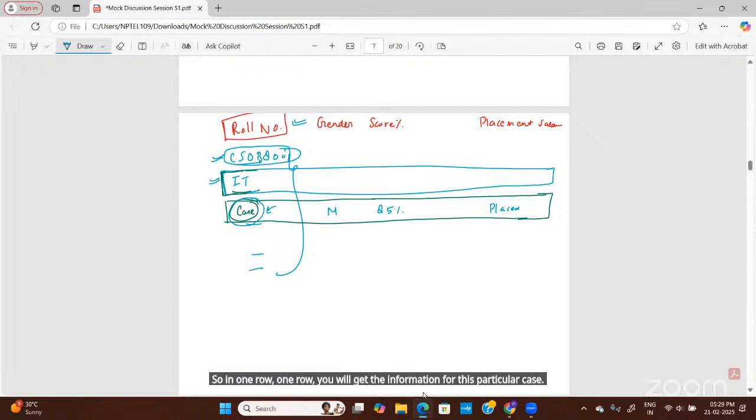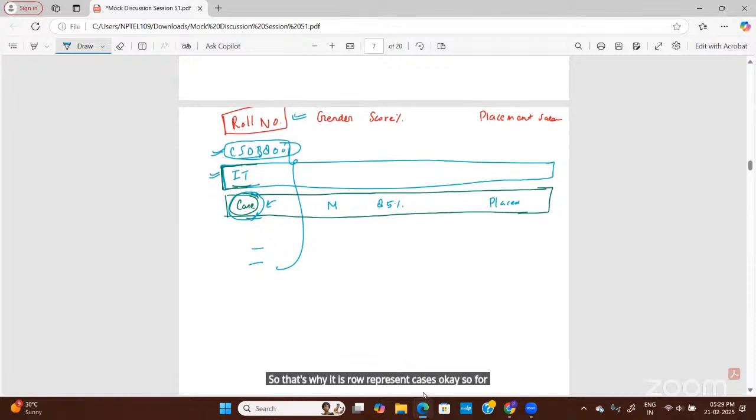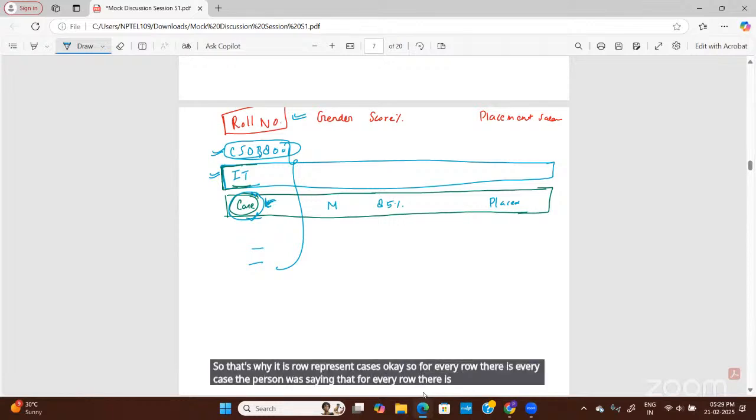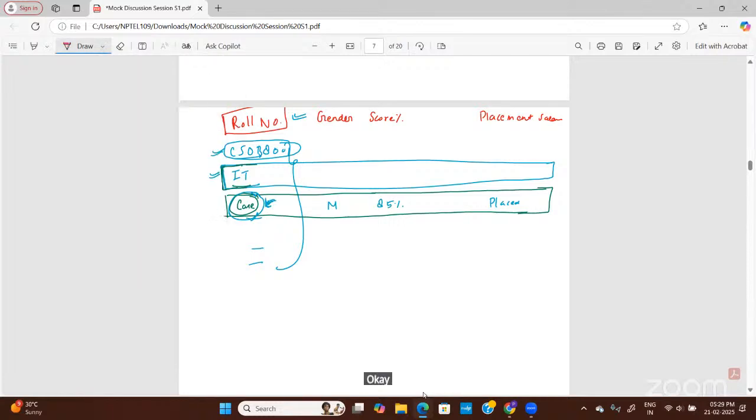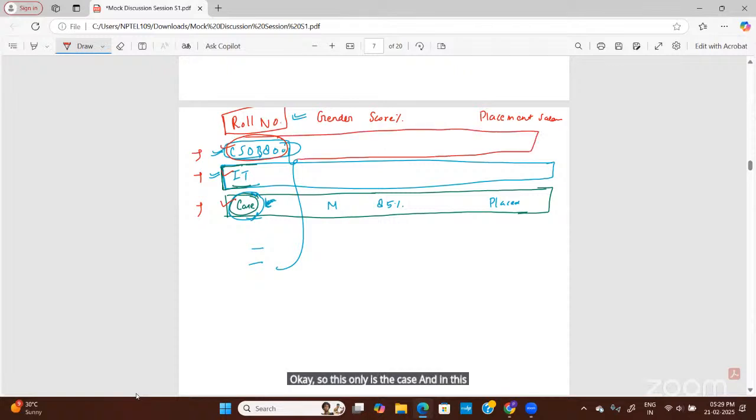So that is how we want you to understand that line: rows represent cases. So for every row, there is a case. You can see that this is one row, this is the second row, this is the third row. So this is one case, this is the second case, this is the third case. In this row, you will be having the information on this particular case.